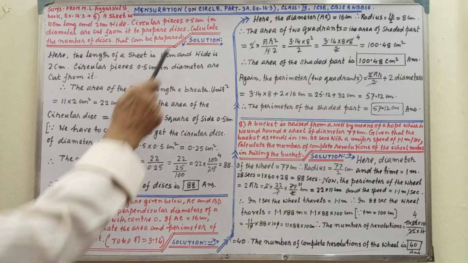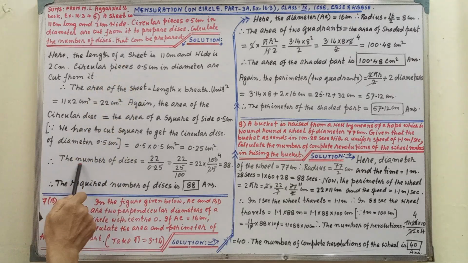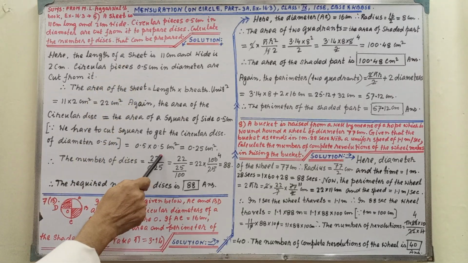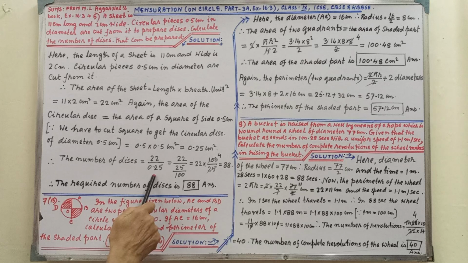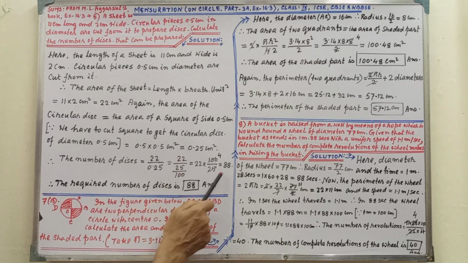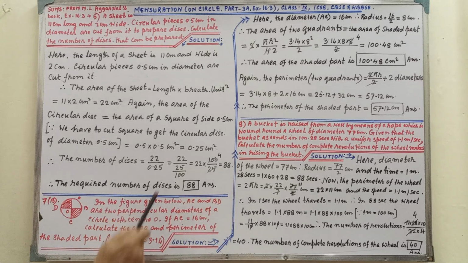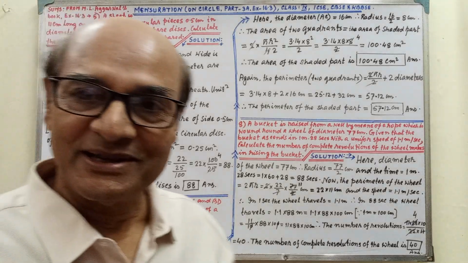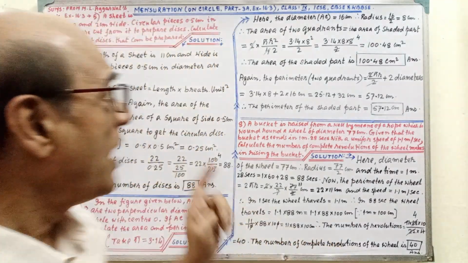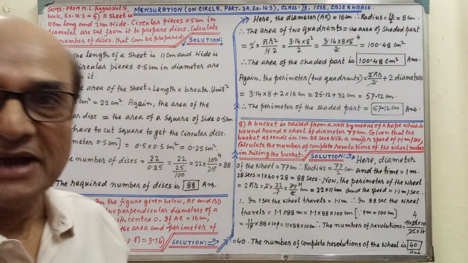Now we have to find out the number of discs. So number of discs equals area of the sheet divided by area of a circular disc. After writing this, then by calculation and simplifying, we are getting 88. Therefore, the required number of discs is 88. Sum is completed, very simple. Just you have to understand the language of the sum.